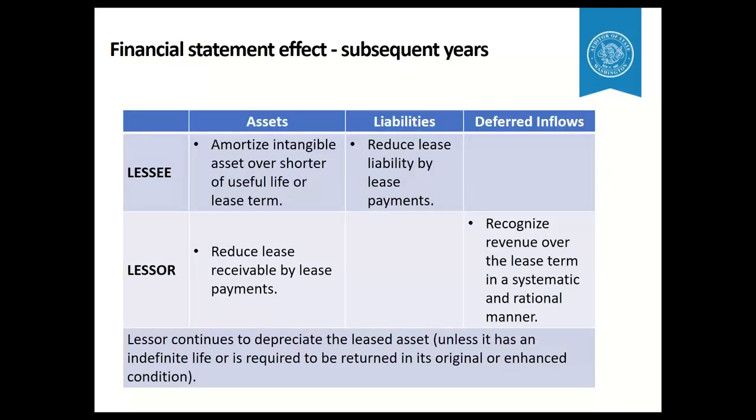Now, in subsequent years, that lessee is going to amortize that intangible right-to-use asset over the shorter of its useful life or its lease term. And hopefully you're not leasing something for longer than its useful life. And then for the liabilities, the lessee is going to reduce that lease liability by the lease payments. The lessor is going to reduce the lease receivable by the lease payments and then recognize the revenue from that deferred inflow over the lease term in a systematic and rational manner. We'll talk about that. And the lessor continues to depreciate the leased asset, unless it's something like land, something like that.